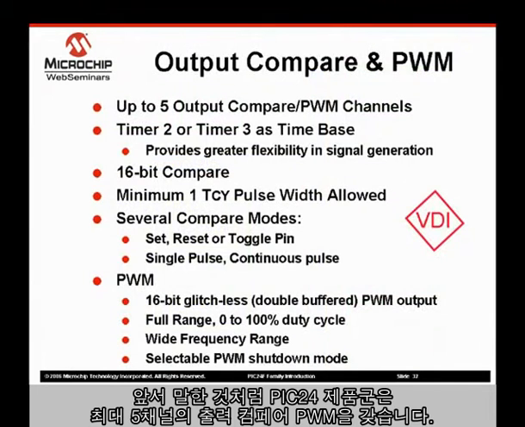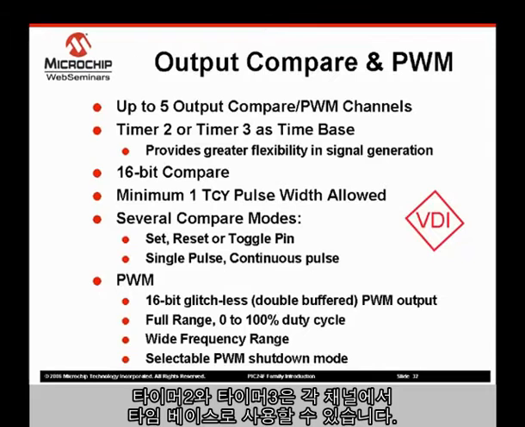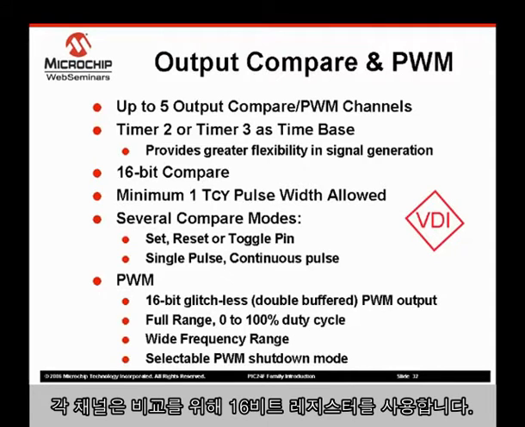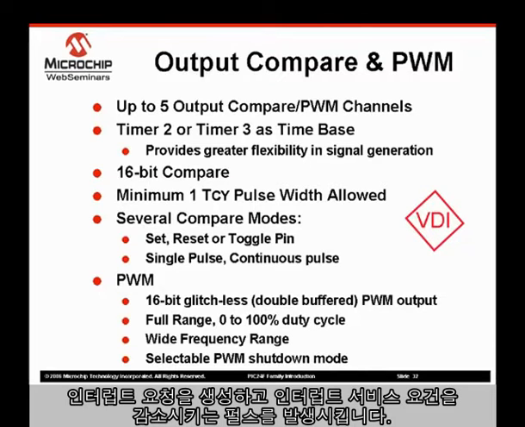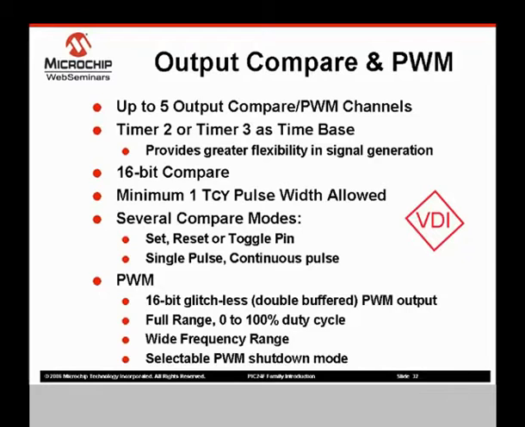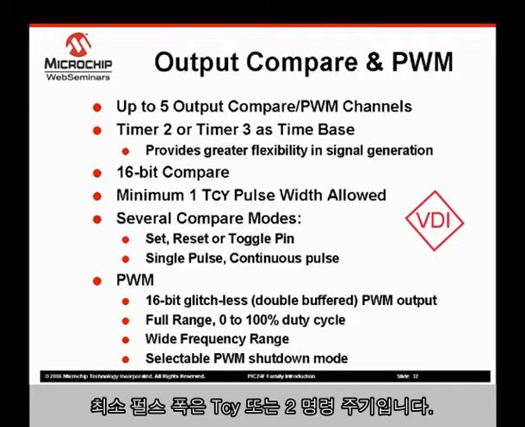As mentioned earlier, the PIC24F families we are discussing have up to 5 output compare PWM channels. Timer 2 and Timer 3 can be used as a time base for each channel. Each channel uses a 16-bit register for compare. In the next slide, you will see that a secondary output compare register has been added to allow pulse generation with reduced interrupt service requirements. The minimum pulse width is TCY, or 2 times the oscillator period.